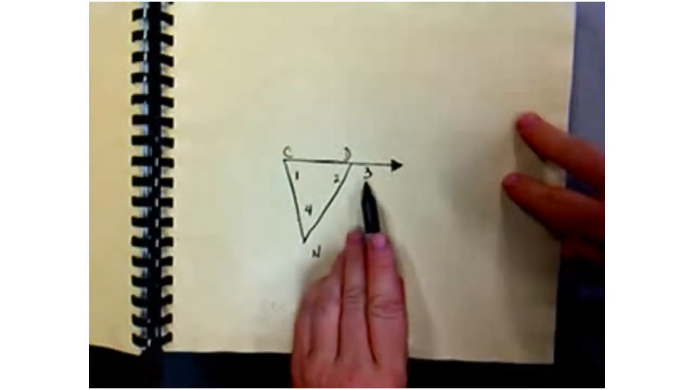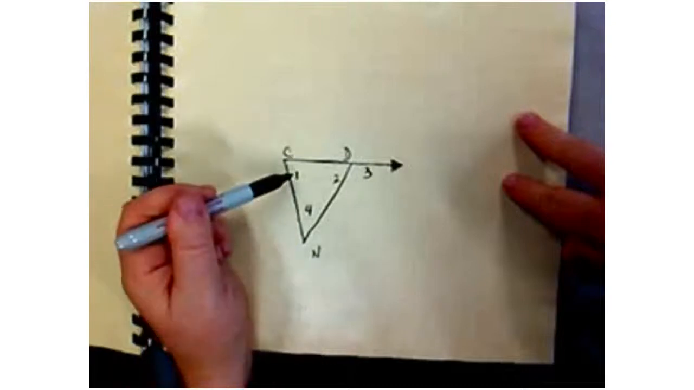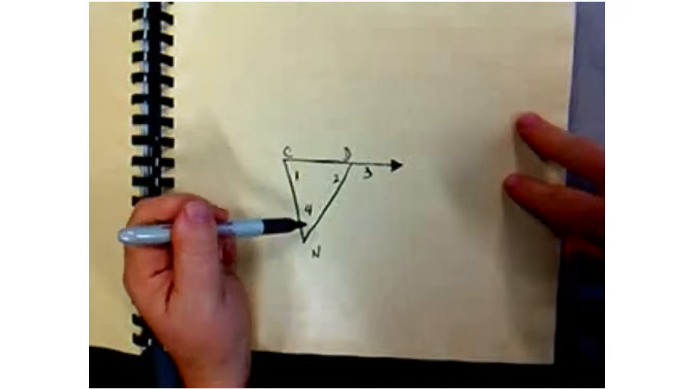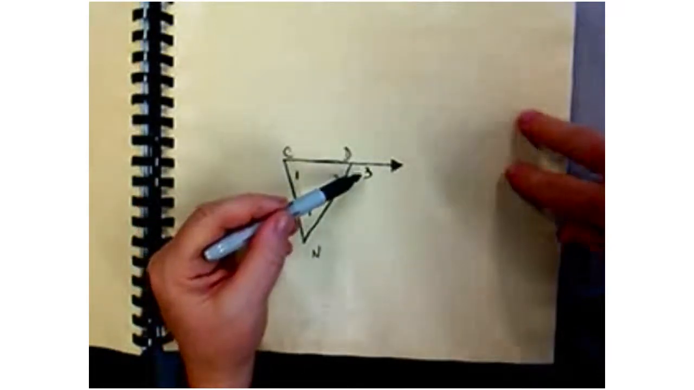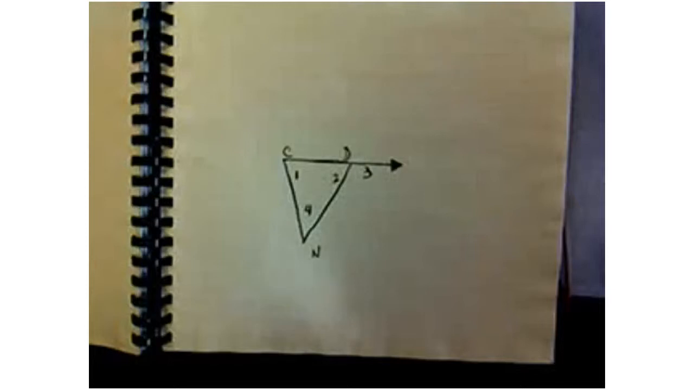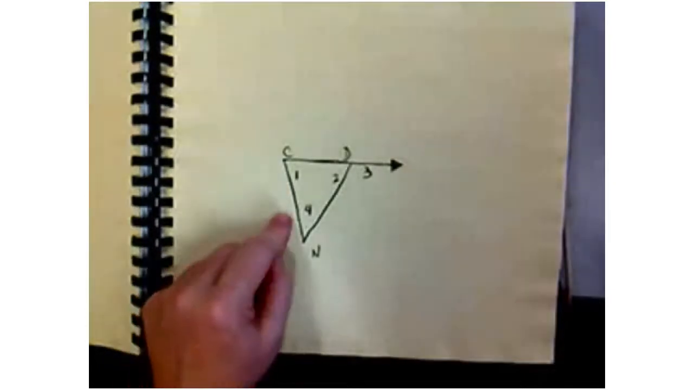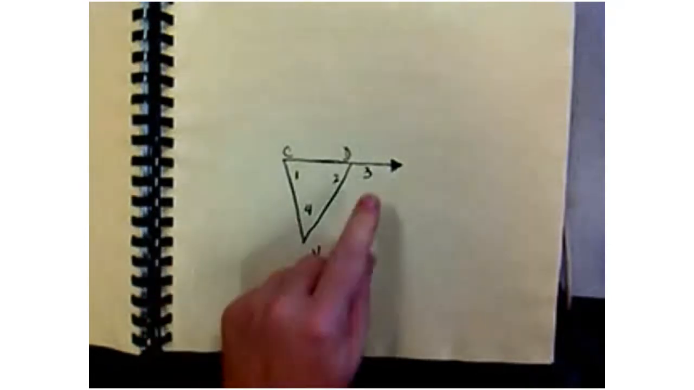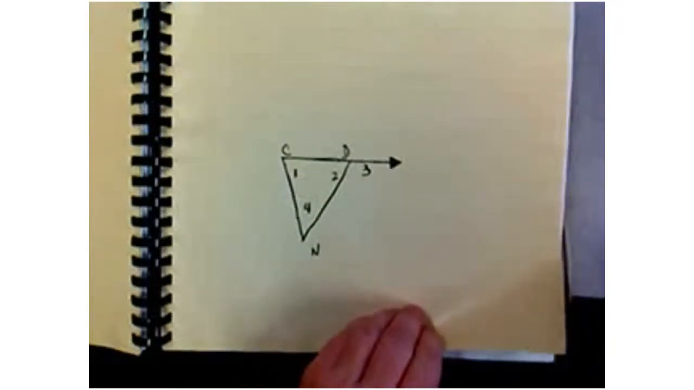So 3 is an exterior angle. What are its remote interior angles? They would be 1 and 4. And recall that you could add the measure of 1 and 4 together and get the measurement of angle 3. So it asks you if the measure of angle 1 is 75 and the measure of angle 4 is 35, what is the measure of angle 3? So you just say the measure of angle 3 equals the measure of angle 1 plus the measure of angle 4. You substitute in those values, 75 and 35, and add them together, and you discover that angle 3 is 110 degrees.